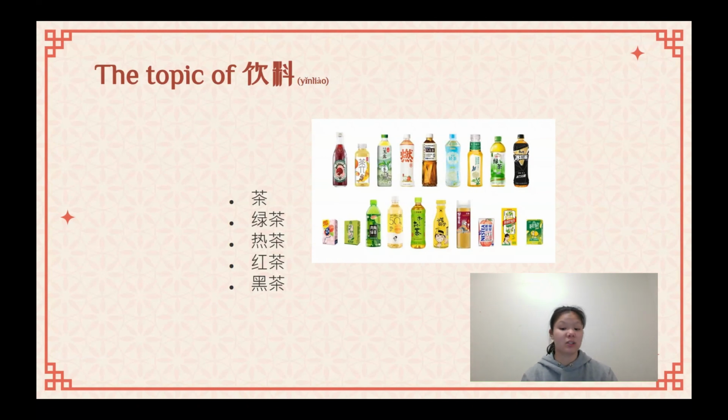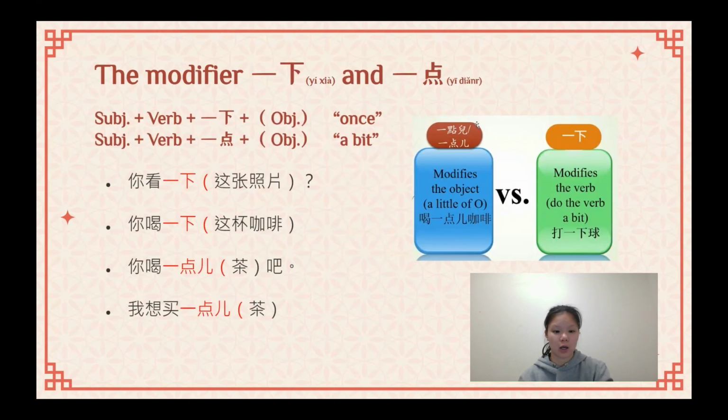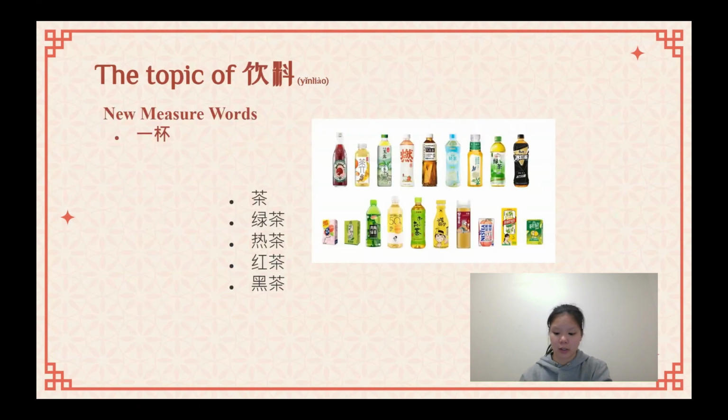And 饮料 means drinks. With 饮料, there are two new measure words that we use with this topic. The first is 一杯. 一杯 is a cup. You could see in the previous slide 这杯咖啡, that's a cup of coffee. And then 一瓶. 一瓶 means bottle. We will go into the examples real quickly, but ping means bottle and 杯 means cup.